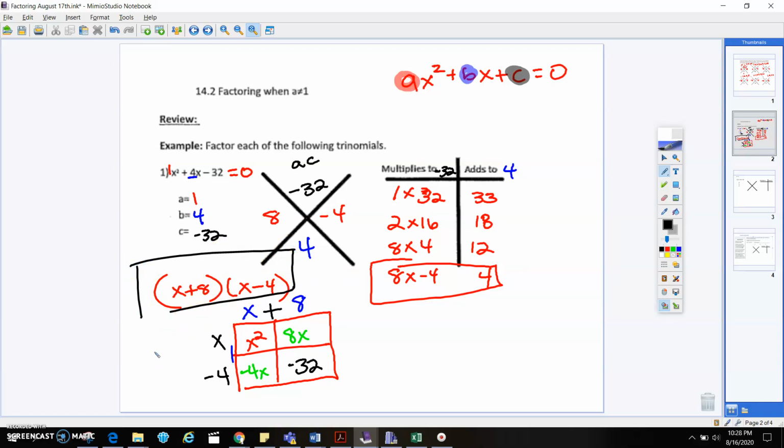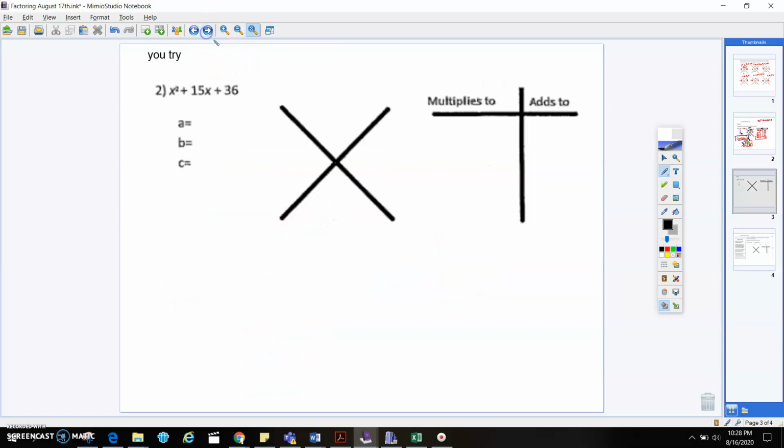Okay, so in order to factor, you've got to do the big X, and if your A is 1, you can just write that out after you find the two terms. Okay, so let's look at another one. I want you to go ahead and pause the video and try this one. This one you should be able to do just like what we did on the last problem. But go ahead and pause the video and try it on your own.